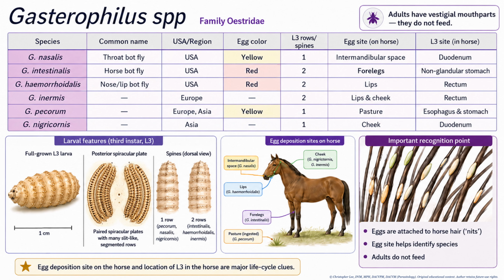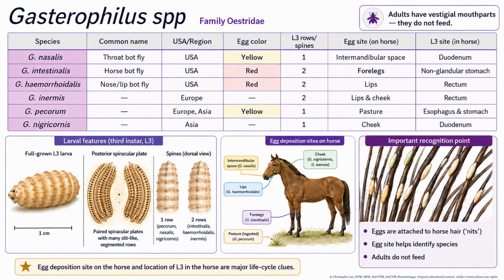Now we end the family tour with Gastrophilus, the horse botflies. The name is useful. Gastro means stomach, and philos means loving. These are stomach-loving botflies of horses, although the exact larval site differs by species.